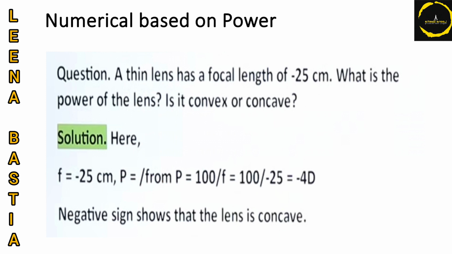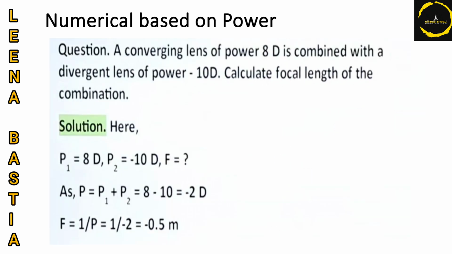Clear? Now the next one, these are quite easy. Next question, just see here. Try to do it on your own first, children. After that you move on to the solution which has already been given to you. Just see the question. What is it saying? Converging lens. Converging lens means which lens?